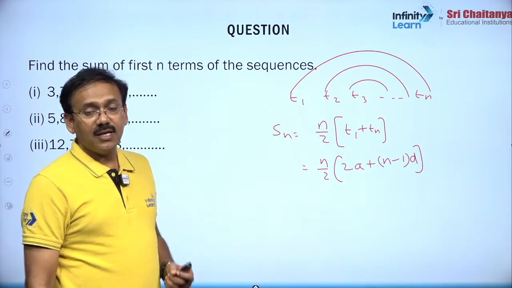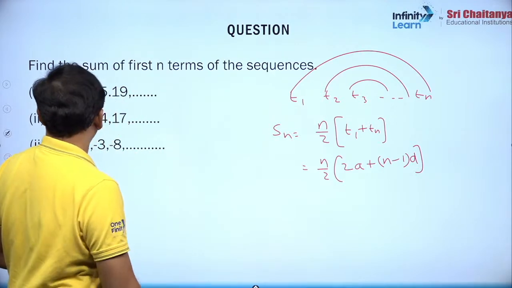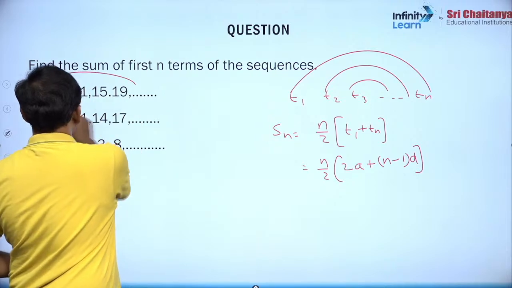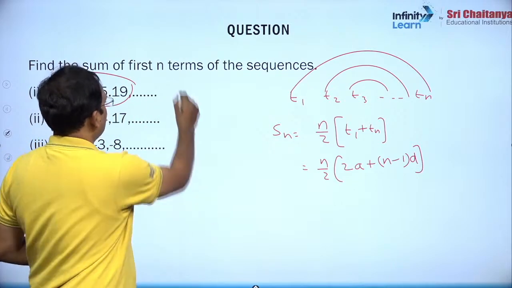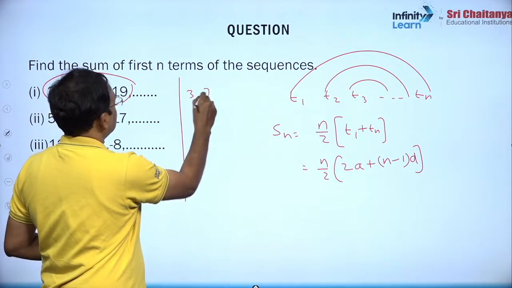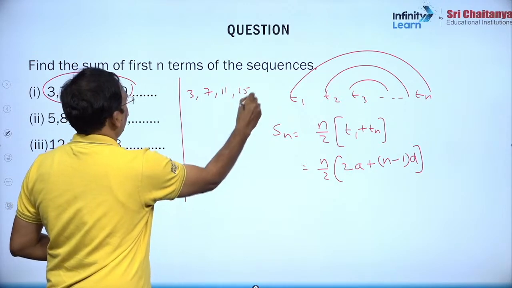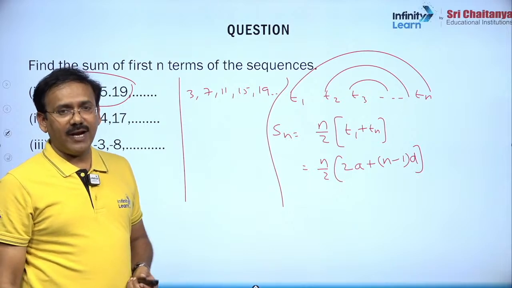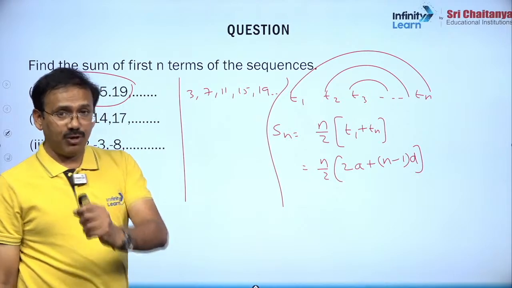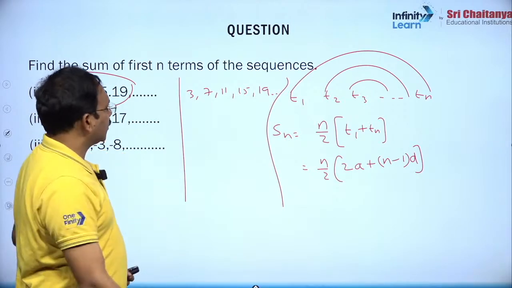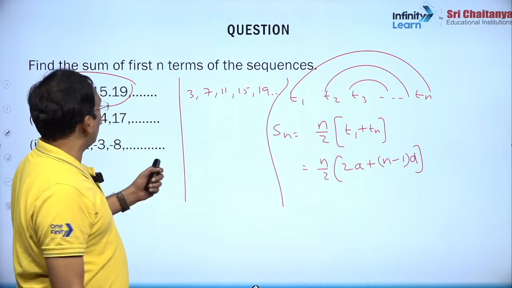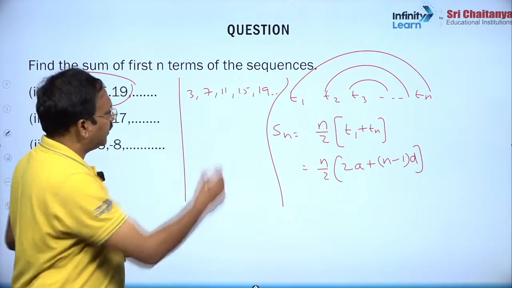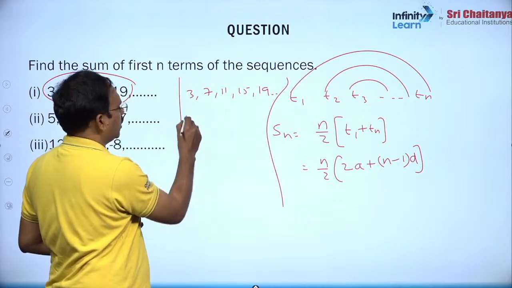So my dear friends, here one important observation. Suppose you are given a pattern here, that is 3, 7, 11, 15, 19. In this pattern, I want sum of n terms. Listen to me, I am going to give you a beautiful shortcut. So here, dear students, I want to find sum of n terms. N terms I have taken. So let me use this formula.